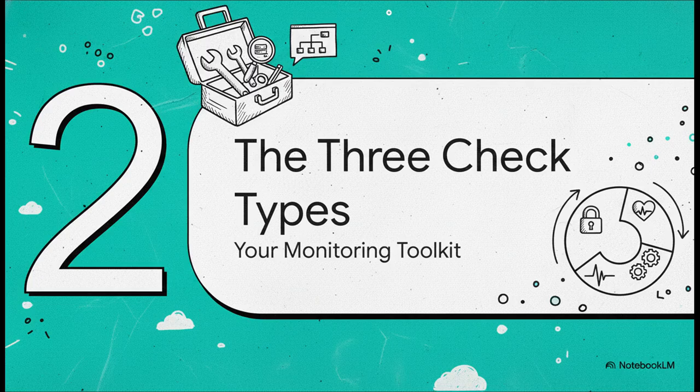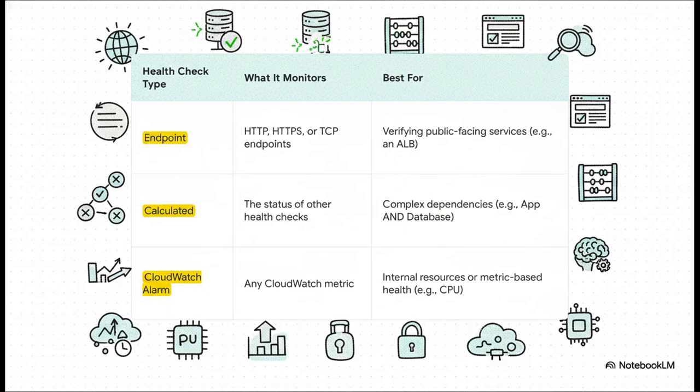Okay, so if we're going to use these health checks, we need to know what's in our toolkit. And Route 53 gives us 3 different types of checks, and each one is designed for a specific job. Here they are at a high level. First, you have your basic endpoint checks. These are the most common, and they're perfect for checking on public-facing things like a load balancer. Then, you've got calculated checks, which are awesome for when your app's health depends on a few different things working together. And finally, the really powerful one, CloudWatch alarm checks, which let you monitor internal resources without ever exposing them to the internet.